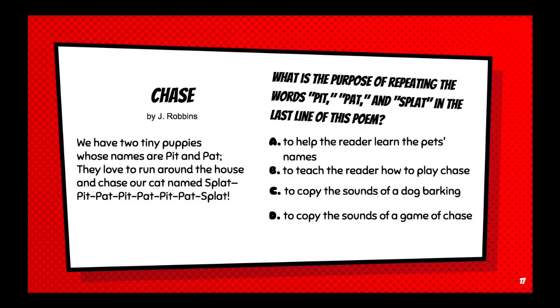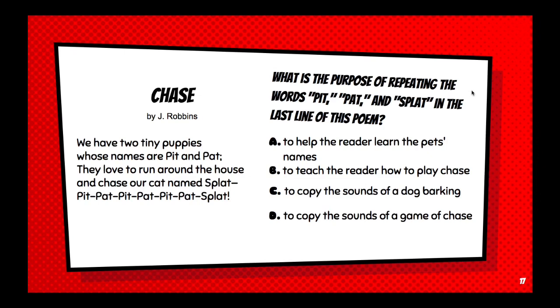All right, we're going to take a look at another question. So this poem is called Chase by J. Robbins. We have 2 tiny puppies whose names are Pit and Pat. They love to run around the house and chase our cat named Splat. Pit, pat, splat. Okay, first and foremost, I already noticed that there's some rhyming going on. The sounds pit and pat also are alliteration because they both start with a P sound. And with pit, pat, and splat, they all kind of sound like sounds, but I'm not sure what sound. So I'm going to figure this out as I'm working through the question.